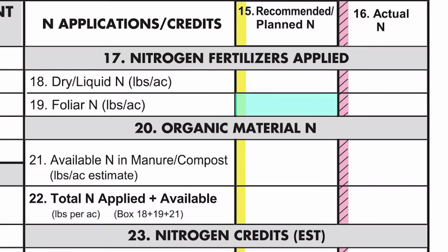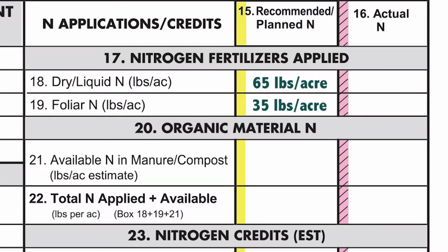Box 19. Enter the amount of foliar nitrogen you plan to apply to the crop canopy or above ground plant parts in pounds of nitrogen per acre. Again, if you aren't applying any, enter 0 here. Now let's move on to organic material nitrogen. Box 21. Estimate in pounds per acre the amount of nitrogen in animal manure or compost that will be applied to the field. Box 22. The total nitrogen applied plus available is the sum of lines 18, 19, and 21.